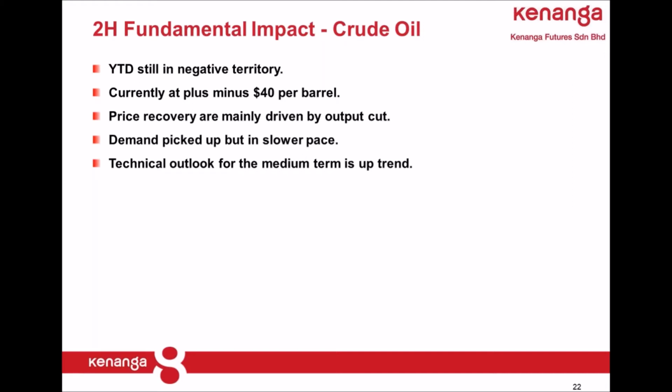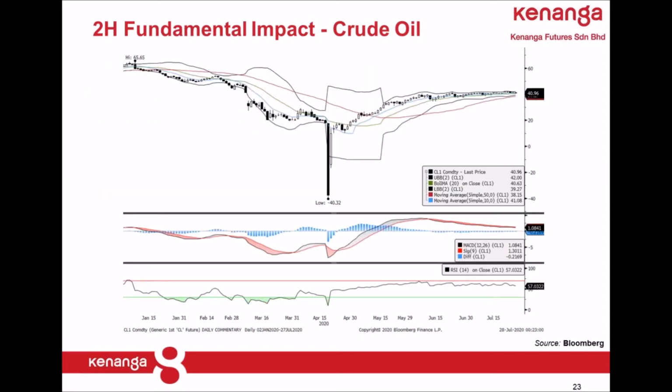In terms of technical trend, overall crude oil prices have come down to negative and are now on a recovery path. But in the near term, we are in consolidation mode between plus and minus 40. This has lasted for nearly 2 months already, fluctuating within $40 per barrel.